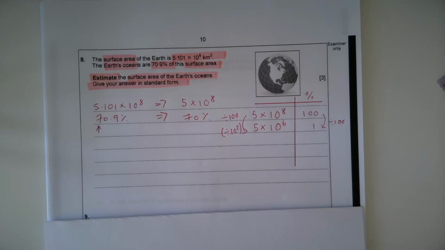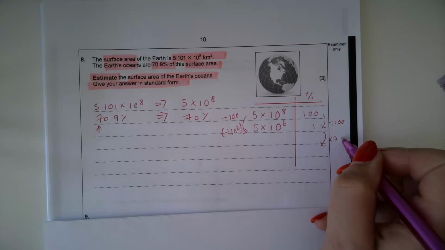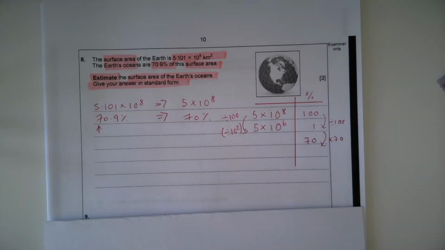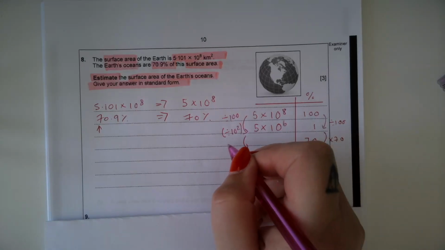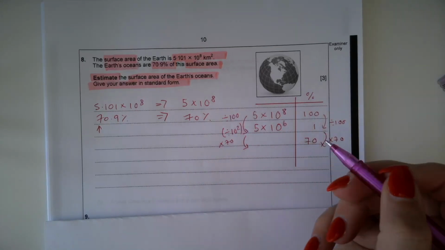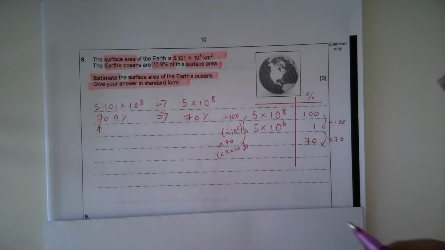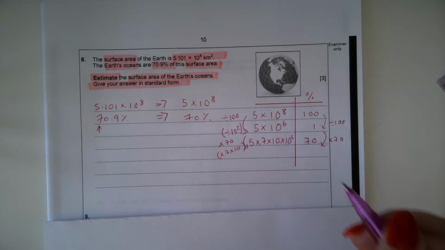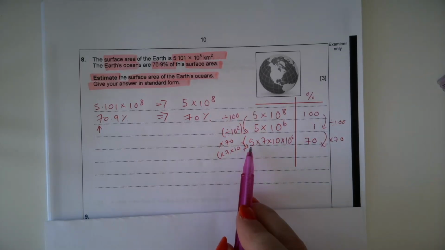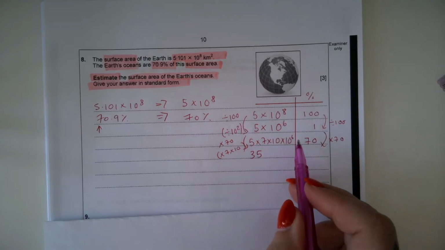I want 70%. Okay, so now I'm going to scale up. I'm going to multiply by 70 to get to 70%. Remember, this is my percentages column. So I'm going to multiply by 70, which is the same as multiplying by 7 times 10. So we've got 5 times 7 times 10 times 10 to the power of 6. Well, 5 times 7 is 35. 10 times 10 to the power of 6.